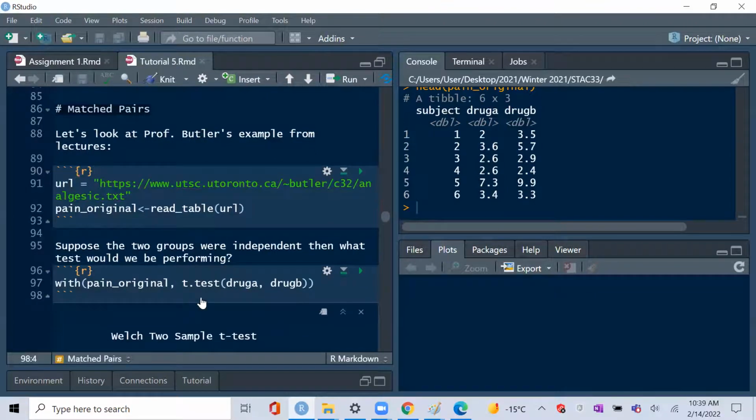If we do an independent t-test, we know that's wrong, right? Because we can see that we're assuming that the people in drug A and drug B are different, when in fact you measure the same people twice. So we know it's wrong, but we do it anyways.